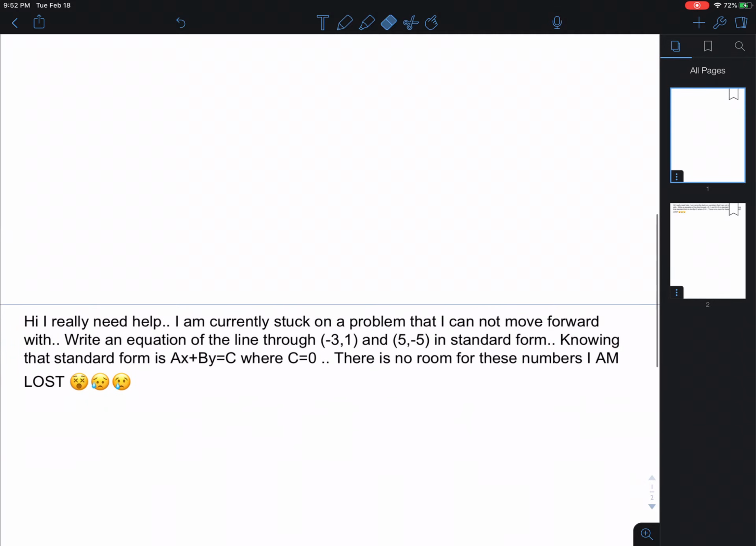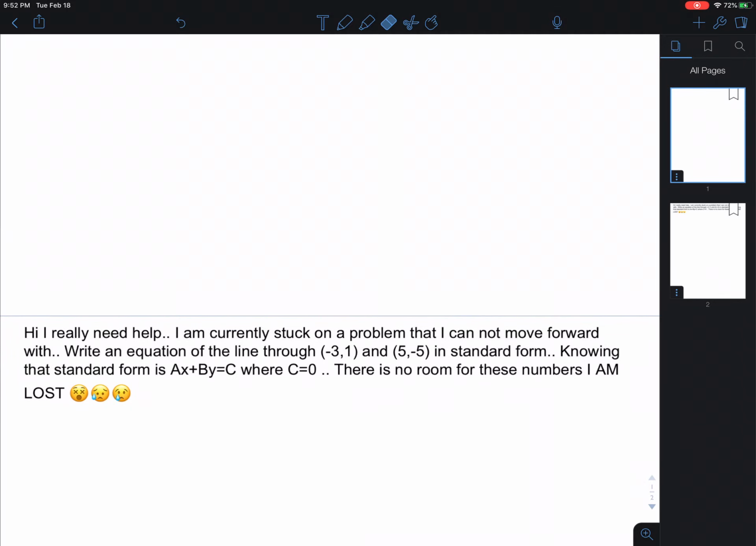I just received a question here in my email. It says, "Hi, I really need help. I'm currently stuck on a problem that I cannot move forward with. Write an equation of the line through (-3, 1) and (5, -5) in standard form, knowing that standard form is ax plus by equals c, where c equals 0. There is no room for these numbers. Please help." Okay, so let's take a look at this.